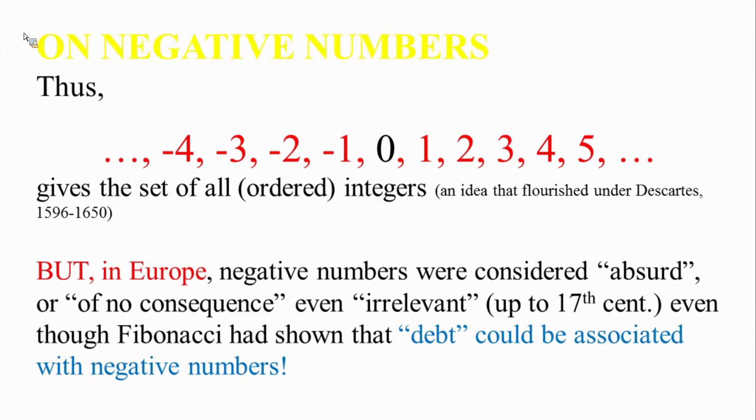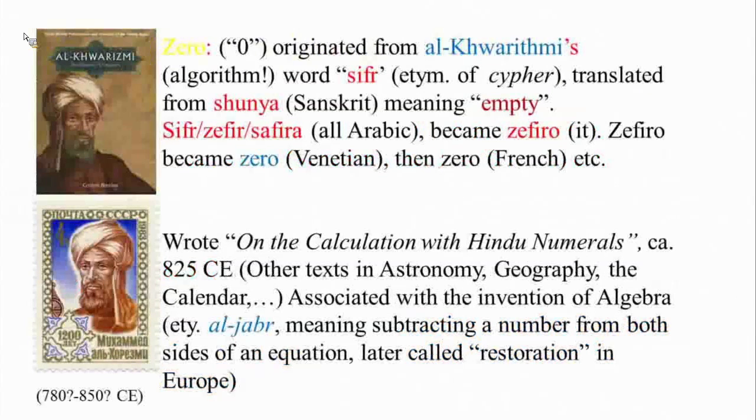In Europe, however, people were really worried about negative numbers. They considered them absurd, of no consequence. Some called them irrelevant, up to the 17th century. Even though Fibonacci had shown that debt could be associated with negative numbers. And therefore there was a real application for negative numbers, and therefore 0 had a real application, even though you couldn't think of it. If you're just somebody in society who wants to make a living, you think about the fact that you have nothing, but you don't think about 0 as describing that, right? You have $0 or 0 florins or whatever.